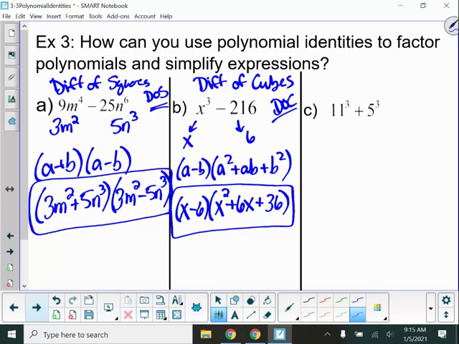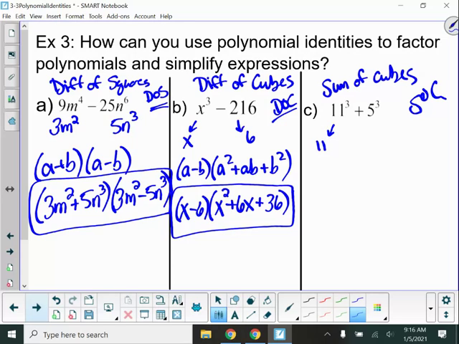Okay, and that brings us to part C. These are both perfect cubes, 11 cubed and 5 cubed. And again, it may not necessarily be easier to work it out the way that we're going to work it out, but I want you to see how this is used. So I do have 2 perfect cubes added together. This is sum of cubes, which we will be calling SOC.